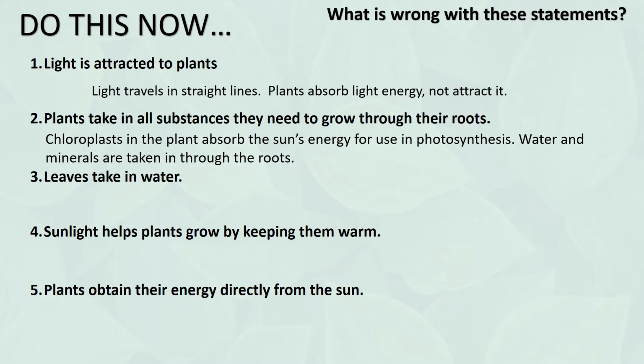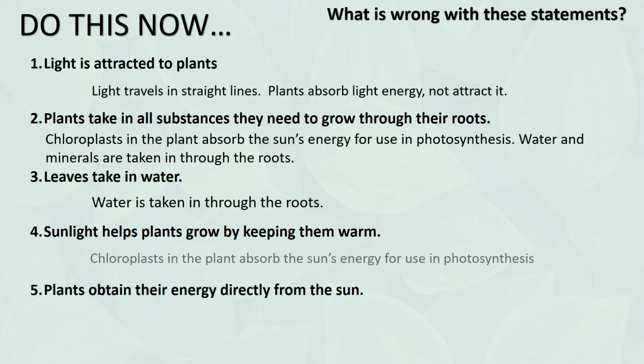Number 3, leaves take in water. Why is that wrong? Well, obviously, because it's taken in by the roots and then it's transported by the xylem to the leaves. Number 4, sunlight helps plants grow by keeping them warm. How's that wrong? Because chloroplasts absorb the light and use the light's energy for photosynthesis to make glucose. So that's what it's using the sun for. It's using the light to make glucose, not for warmth.